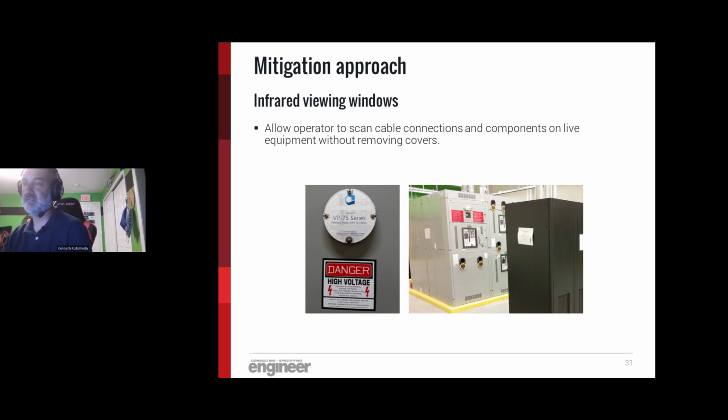And again, you can have these on medium voltage equipment. You can have them on low voltage equipment. It's really set up to look at the cable connection points and also some of the bus connection points.